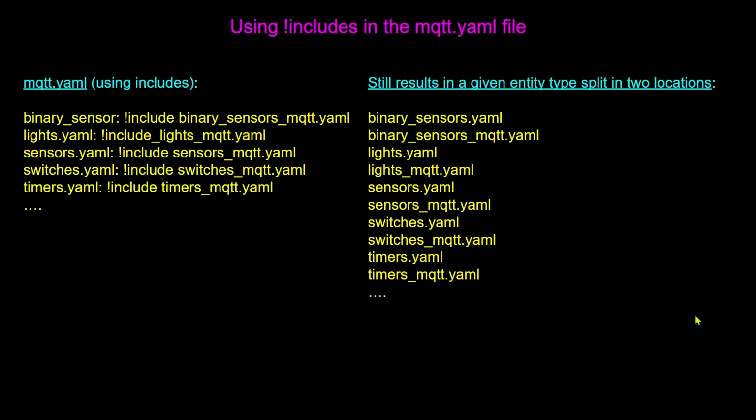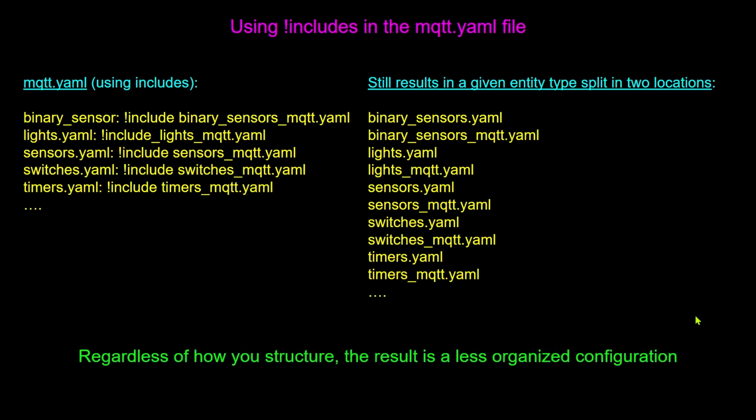So no matter how I decide to configure this, I'm going to end up with something that's less organized and less usable than I had before. So I figured if I have to go ahead and migrate 209 MQTT entities anyway, it was a good time to take a look at a different organizational scheme. To do that, I'm going to look at Home Assistant packages.